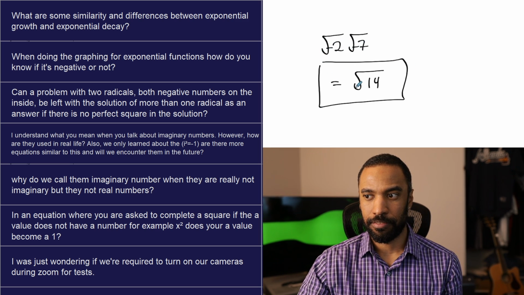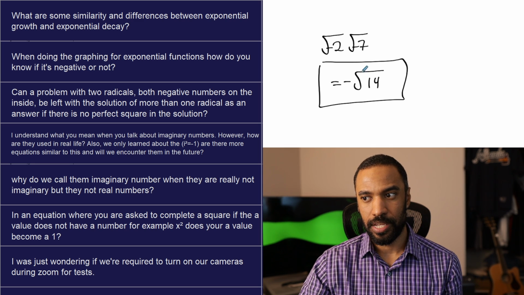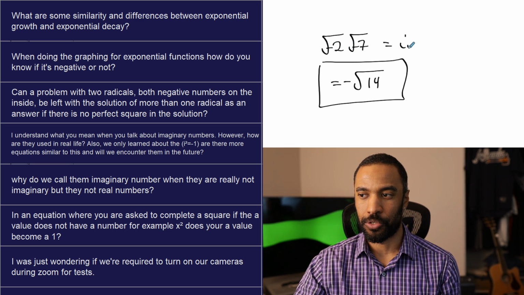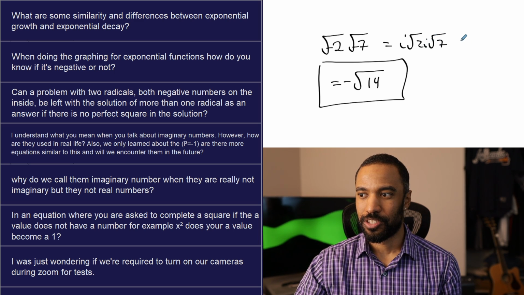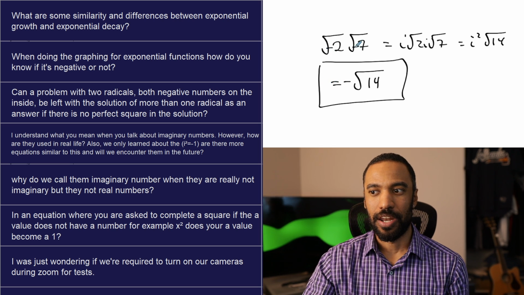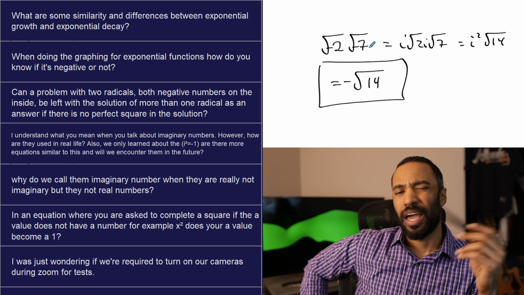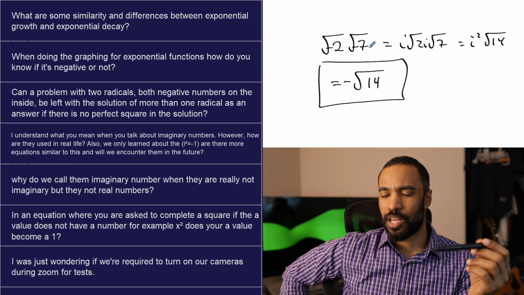If they're both negative, that becomes negative square root of 14, for a reason that you might not be thinking of. It's because that's i root 2 times i root 7, which is i squared root 14, which becomes negative root 14. But anyway, them having negatives inside is not going to change that.